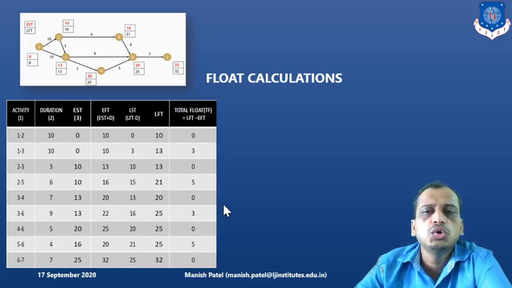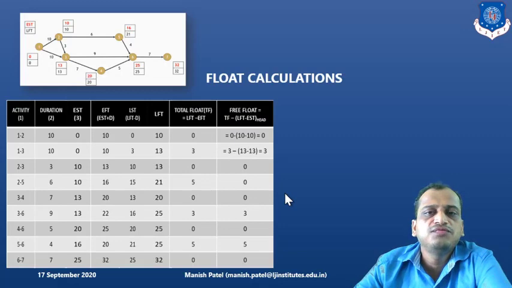What is the next column? Total float. It is LFT minus EFT or LST minus EST. So you got the total float here as well. Next, we will find out the free float. How do we calculate free float? We subtract total float and LFT and EST of head event.